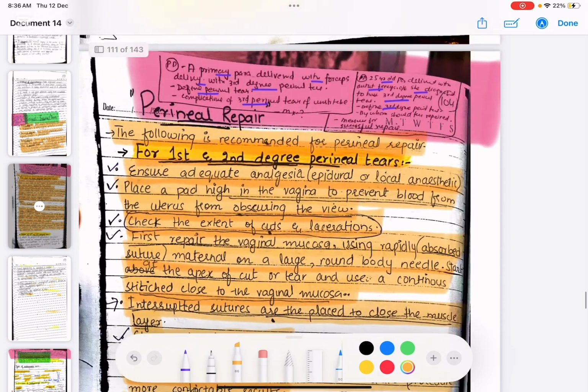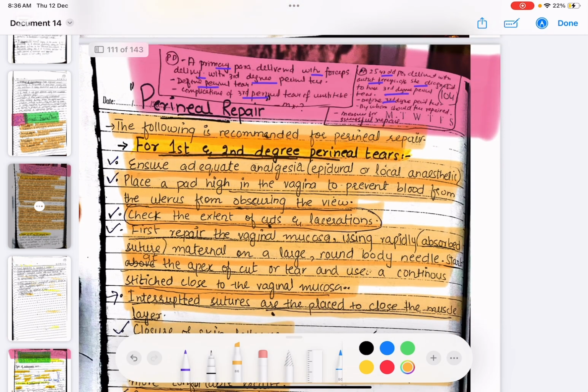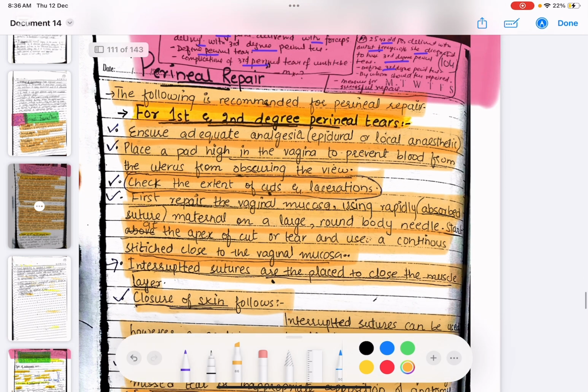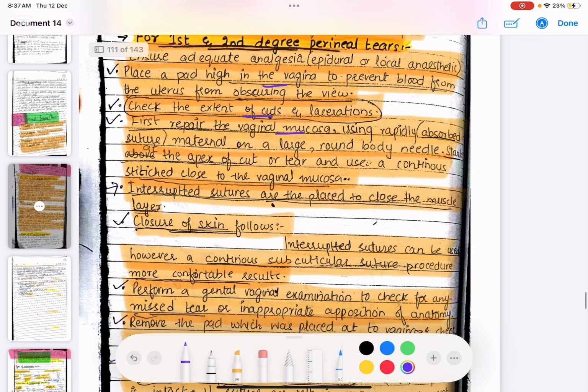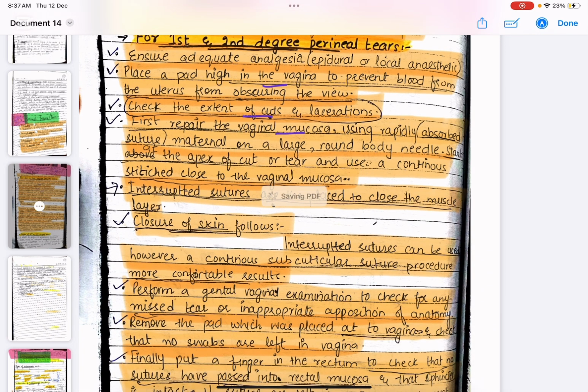Okay, so we have studied the perineal repair for first and second degree. That is, ensure adequate analgesia, then place a pad high in the vagina to prevent blood from the uterus, then check the extent of the cuts and lacerations. First, repair the vaginal mucosa using rapidly absorbed sutures on a large round body needle, and start at the apex of the cut or tear. Interrupted sutures are placed to close the muscle layers, and the closure of the skin follows.